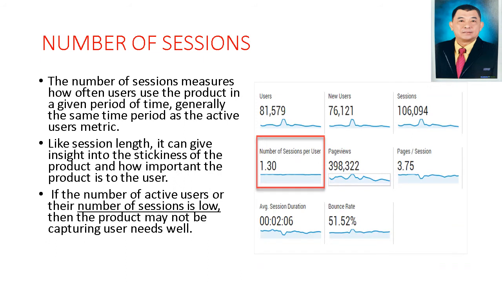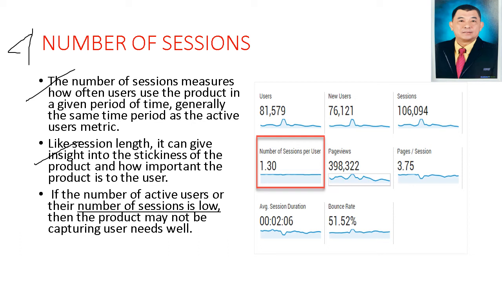The fourth metric is number of sessions. Number of sessions is a measure of how often users use the product in a given period of time, generally the same time period as the active users metric. Like session length, there is a rule. If the number of sessions is low, then the product may not be capturing user needs well. The perception of the customer is that the product is not beneficial to them. It is not solving their problem.